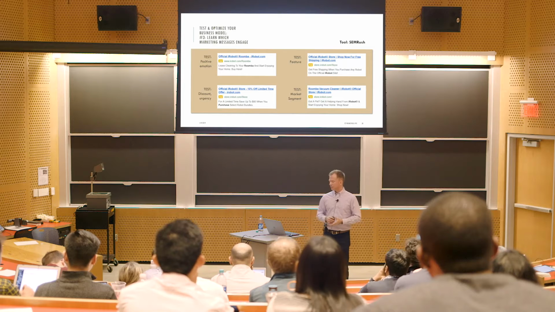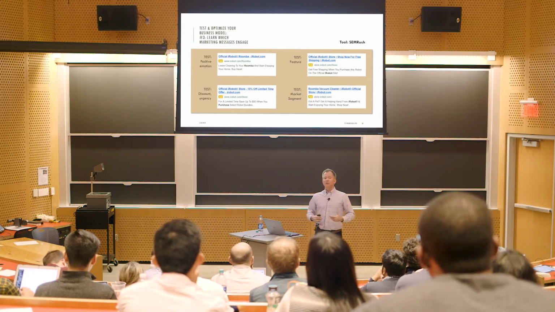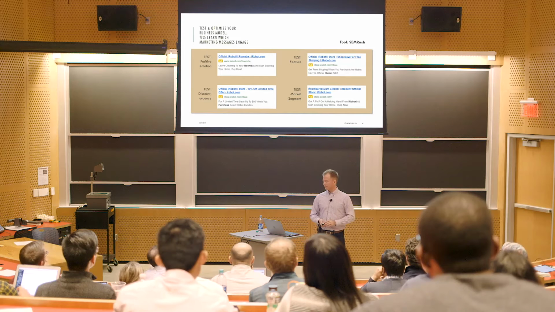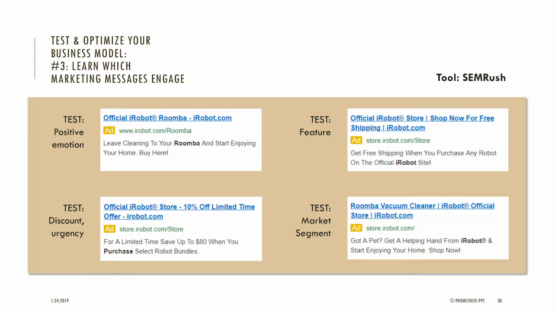Here's a positive emotion example. Leave cleaning to your Roomba and start enjoying your home. Buy here. Here's a different type. They're looking to focus on discounts and urgency. For a limited time, save up to $80 when you purchase selected bundles. Here's yet another style that they're all testing concurrently.